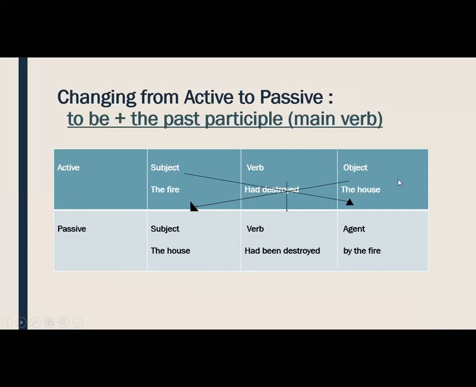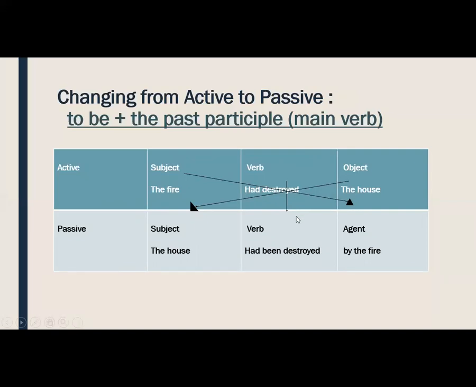To change a sentence from active into passive, as you might know, it's important to find the object of the active sentence. The object becomes the subject of the passive sentence. Then the subject of the active sentence, the fire, becomes an agent, and is introduced with the preposition by, or sometimes it can be omitted. And we can see that the active verb remains in the same tense.